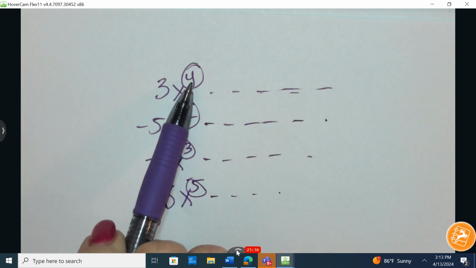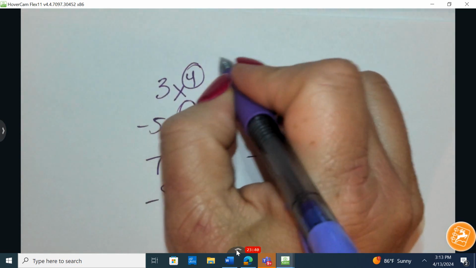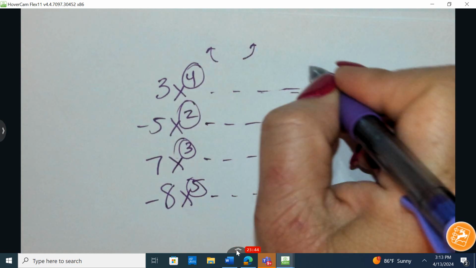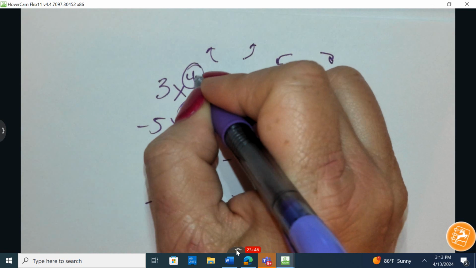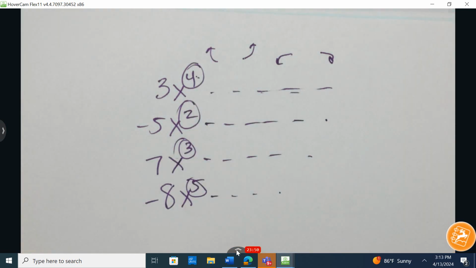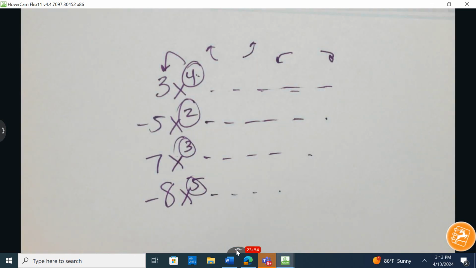So for the first example, we first ask ourselves, is it even or is it odd? Okay, it's even. That tells me the end behavior is either going to go both up on the left and right, or it's going to go both down. When it's even, it's going the same direction, both up, like a parabola, or both down. Then we go to the number in front. We don't ask ourselves, is it even or odd? We just ask, is it positive or negative? If it's positive, they're both up.